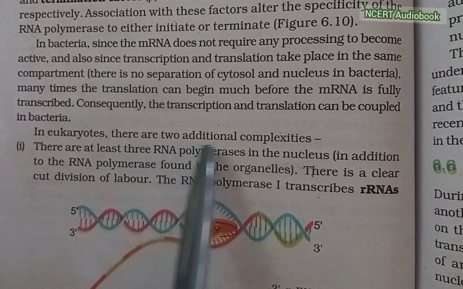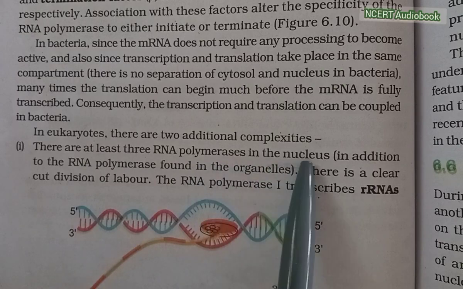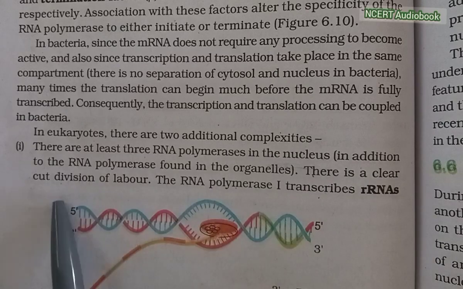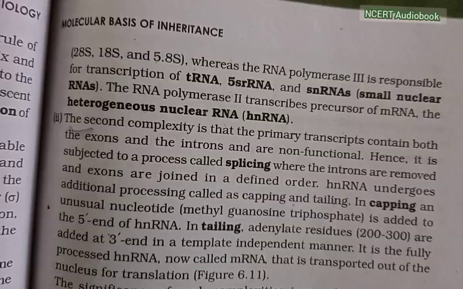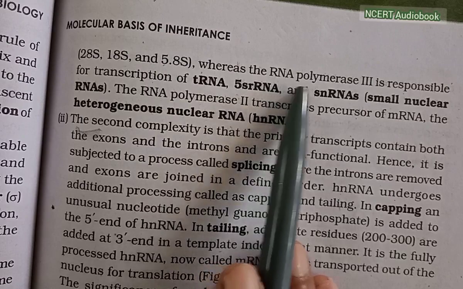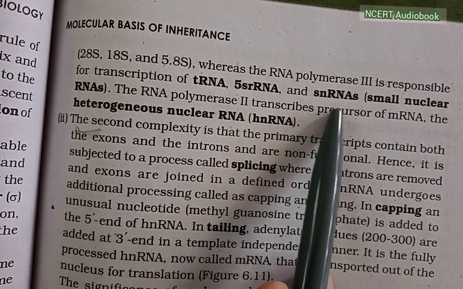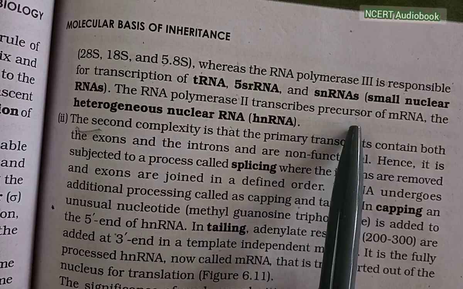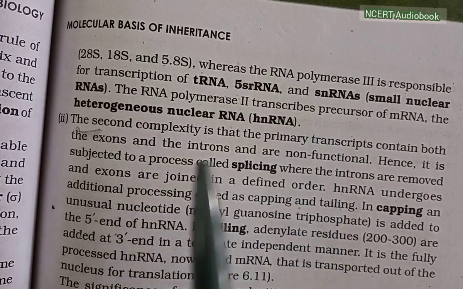In eukaryotes, there are two additional complexities. There are at least three RNA polymerases in the nucleus, in addition to the RNA polymerase found in the organelles. There is a clear-cut division of labor. RNA polymerase 1 transcribes rRNAs 28S, 18S, 5.8S, whereas RNA polymerase 3 is responsible for transcription of tRNA, 5S rRNA and snRNAs, small nuclear RNAs. RNA polymerase 2 transcribes the precursor of the mRNA, the heterogeneous nuclear RNA, hnRNA.